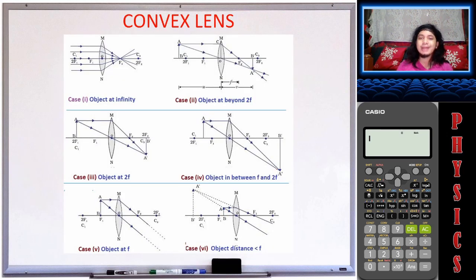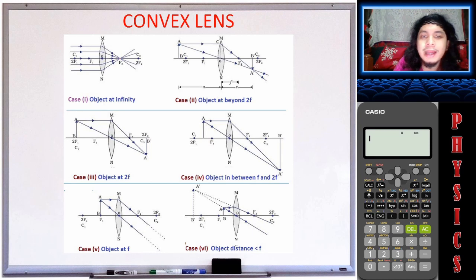Okay, ito po yung mga tendencies pag convex lens. Sabi nga natin, convex lens is converging, nagko-converge ang light rays. Okay? Case 1, object at infinity. Pag sobrang layo po ng object, ano mangyayari? Wala po tayong mabubuong image.